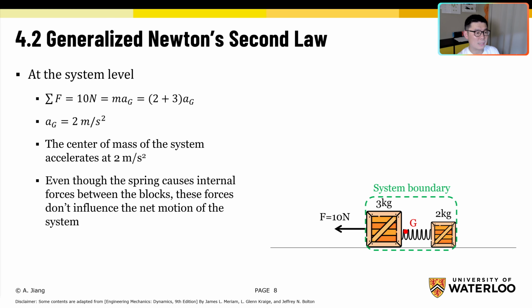Therefore, when we're looking at them from the system level as a whole, when there is a 10 newtons force pulling the system, the acceleration can be calculated as F equals m a, where our total mass is 3 plus 2, which is 5 kilograms. Then we get the acceleration is 2 meters per second squared, right? 10 divided by 5, which is the acceleration of the center of mass G of the system. And even though the spring will of course cause internal forces, either pulling or compressing between the two blocks, these forces won't influence the net motion of the system, right? This is how we define our system. We're only looking at the total external force applied on this system. Whatever is happening inside is not going to affect the net motion of the system, okay? Looking at these two things together as a system.